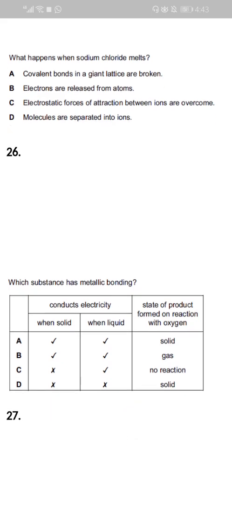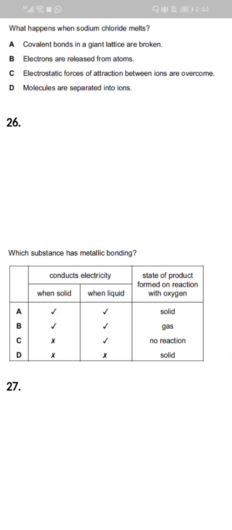Which substance has metallic bonding? You know that metals conduct electricity when they are solid and when they are liquid, because metals have free electrons. It doesn't matter whether they are solid or liquid, because mercury is the only liquid metal, and it also conducts electricity. So A is the right answer, because gas metals do not exist.